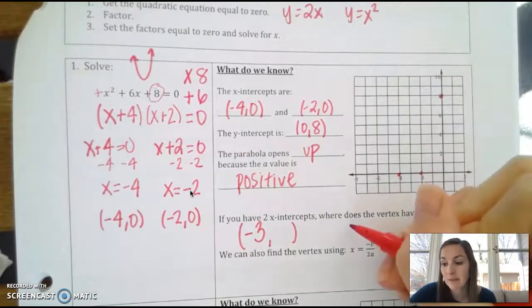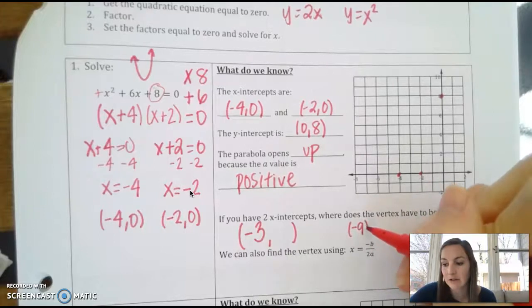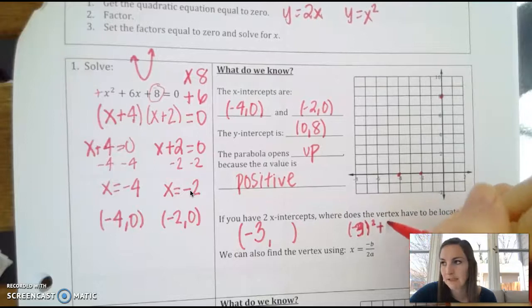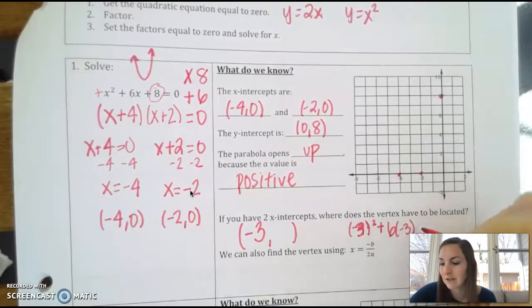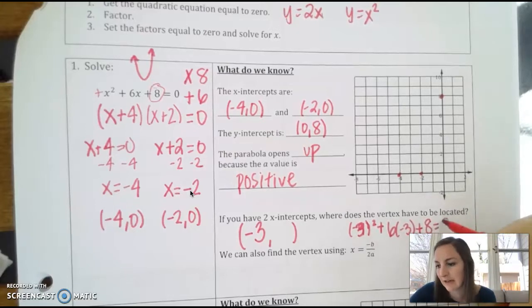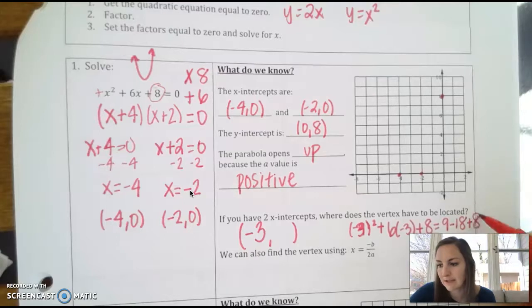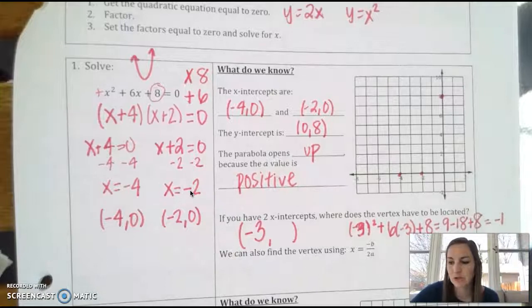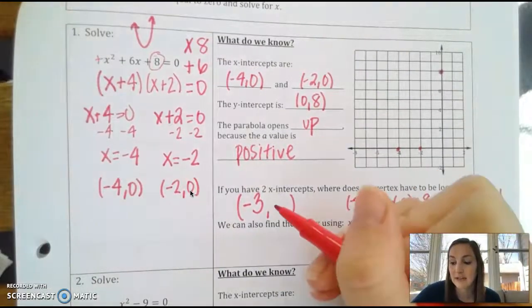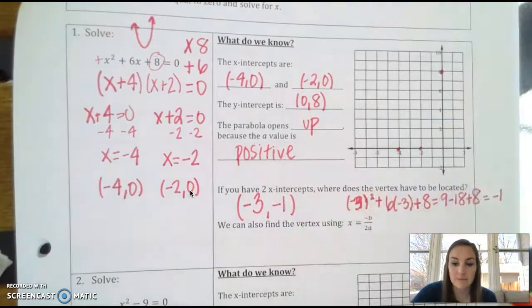I just plug that into my equation. So I would say -3 squared plus 6 times -3 plus 8. So that is 9 minus 18 plus 8, and that will give me a -1. So my vertex is at -3, -1.